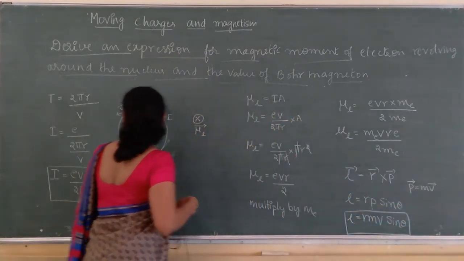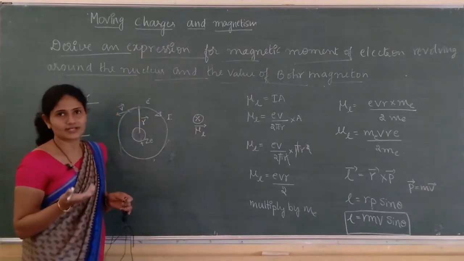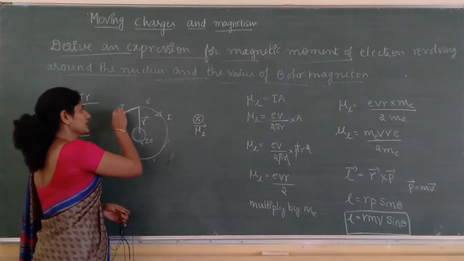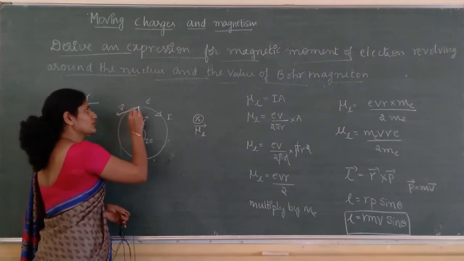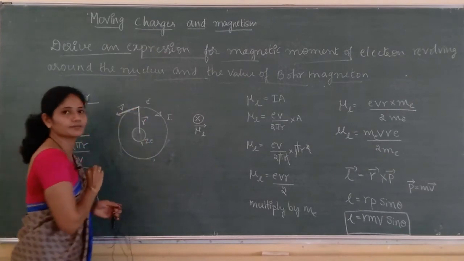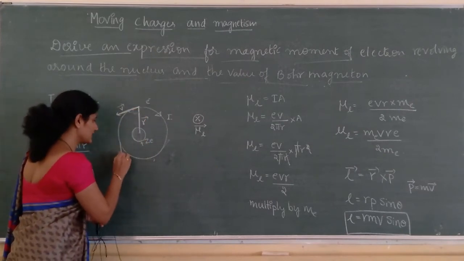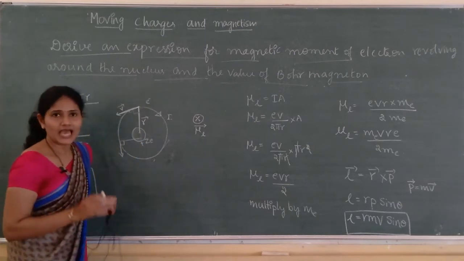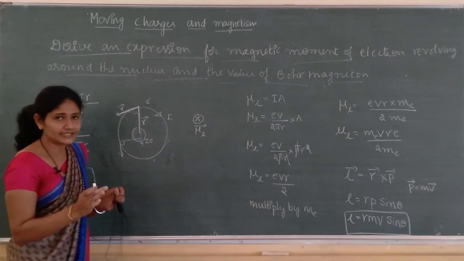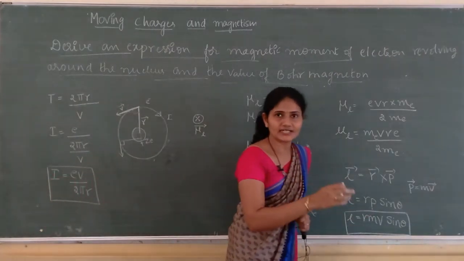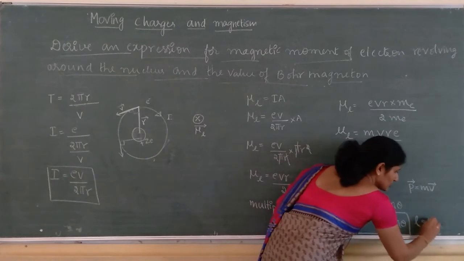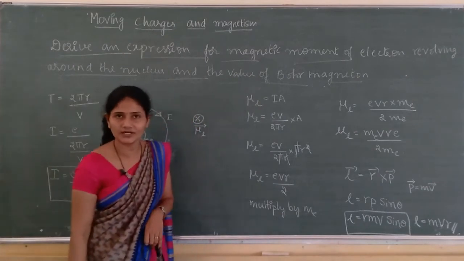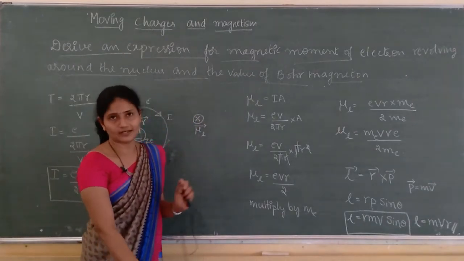If theta is equal to 90 degrees, let us see what the angle between r and v is. Here this is the direction of v and this is r. The angle between them is 90 degrees. So, at every point the angle between r and v is 90 degrees. So, theta is 90, sin 90 is 1, and I get L is equal to mvr. Therefore, mvr is nothing but the angular momentum L.